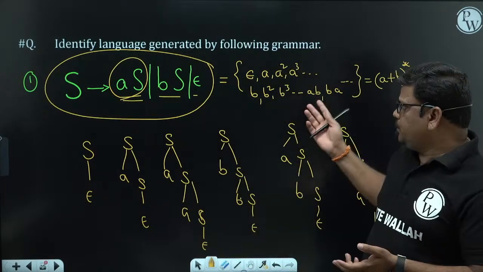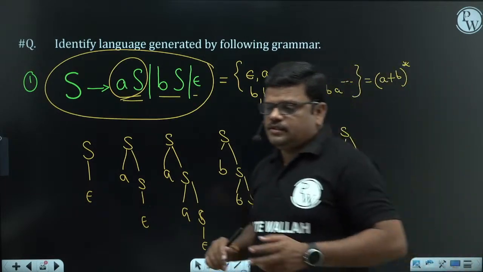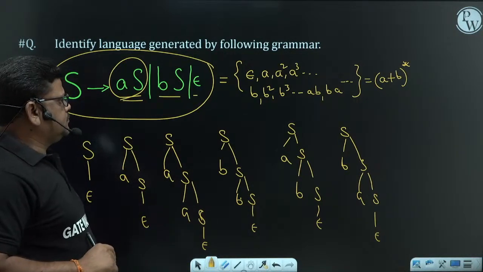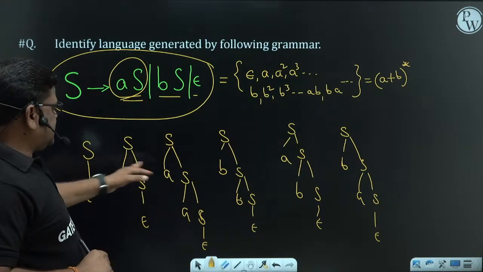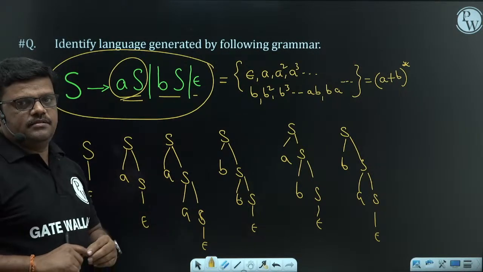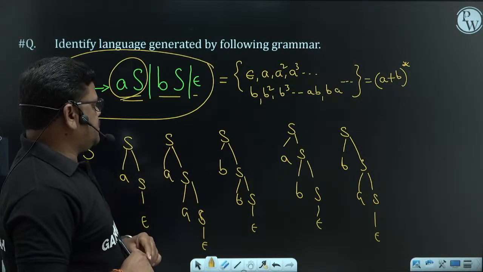So like this, we can construct strings for so many grammars. These are the parse trees. These are called derivation trees. This procedure is called derivation.